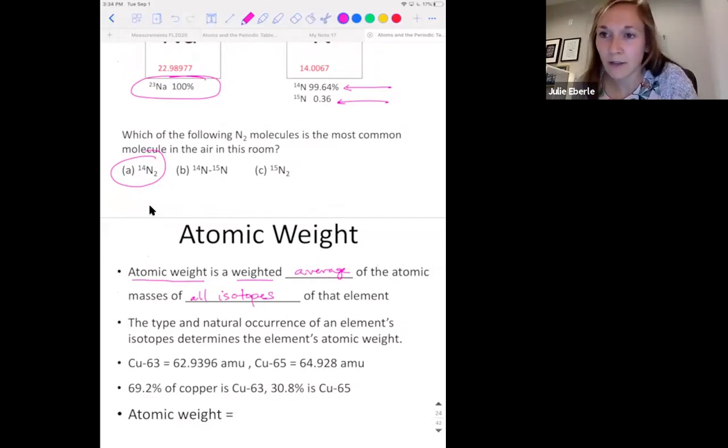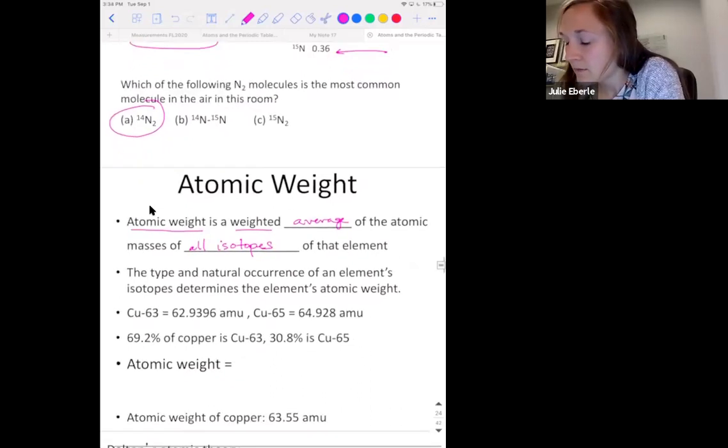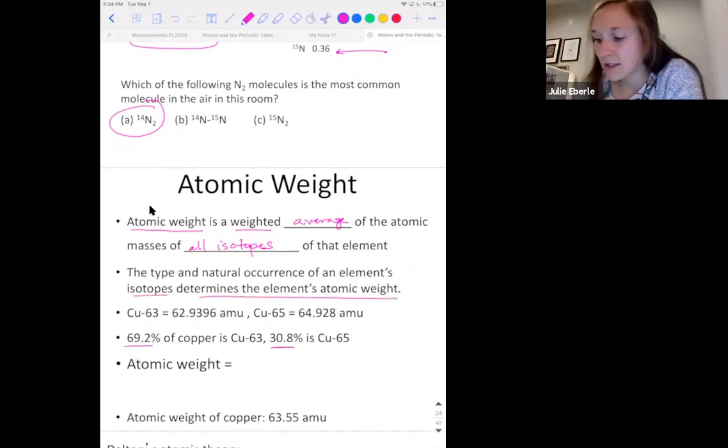We also take into account the AMUs for that isotope, the mass of it, and we multiply those together and we add them all up. And then we divide by the total number. Well, we don't divide by the total number here because we're multiplying by the percentages. So let's look at an example with copper. The type and natural occurrence of an element's isotopes determines that. That's what we just said. Let's look at an example with copper.